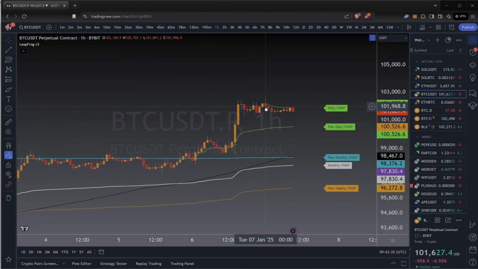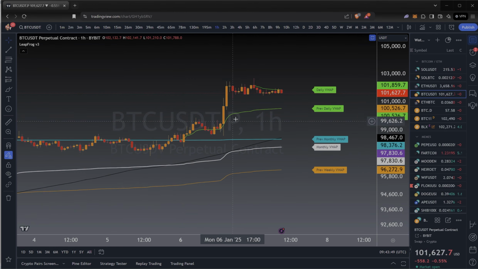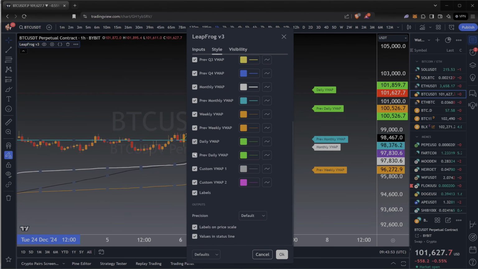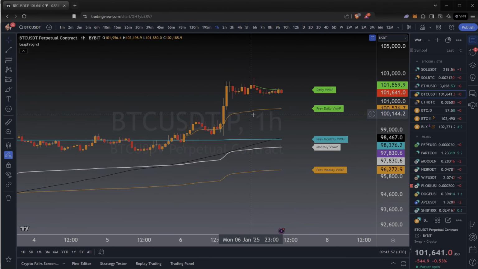And I believe that yesterday, okay, where's Monday here? When does Monday start? Was it this candle right here? Yeah, it's this VWAP. So this is also a weekly VWAP here. I believe this previous daily VWAP is covering the orange. Yeah, see, there's that orange VWAP there.